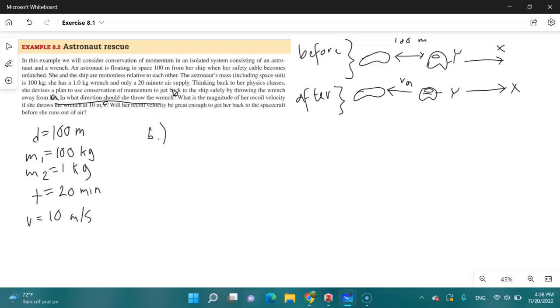What's the magnitude of her recoil velocity if she throws the wrench at 10 meters per second? So we could use a conservation of momentum equation here. We have the mass of the astronaut times the initial velocity of the astronaut, plus the mass of the wrench times the initial velocity of the wrench, and this will be equal to the mass of the astronaut times her final velocity, plus the mass of the wrench and the wrench's final velocity.